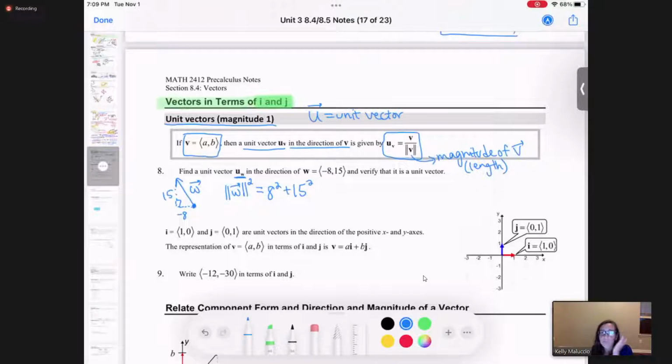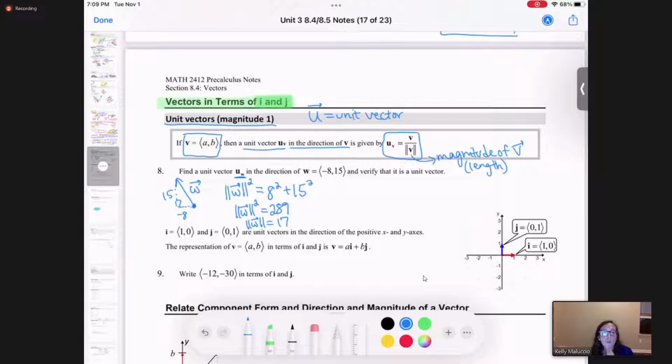If you don't see the picture, it makes very little sense. So the magnitude of w squared is equal to 64 plus 225, so it's 289. They gave us something that works nicely, so take the square root. Our hypotenuse will never be negative, so this is good. And this will be 17.